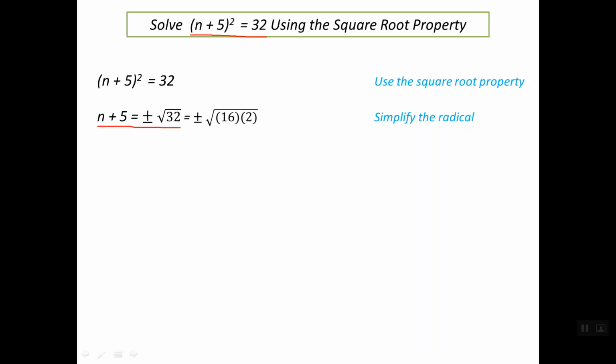And the square root of 32 is simply 16 multiplied by 2. So now we can take the 16 under the radical outside. So n plus 5 is equal to plus minus 4 multiplied by the square root of 2.